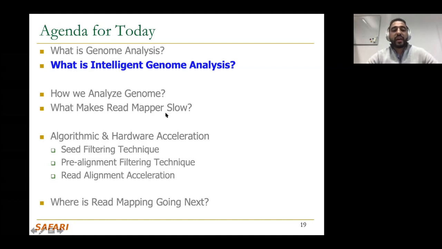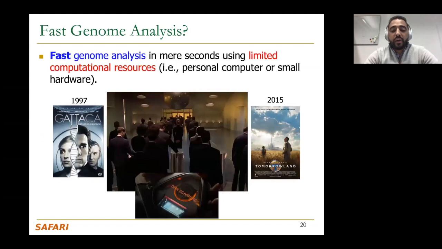All right, so now it is time to define intelligent genome analysis. We are not looking only to analyze our genomes, but actually we want to analyze things in an intelligent way. Okay, when you hear something intelligent, what comes to your mind? Is it the speed? Are we looking only for fast genome analysis? So yeah, it could be one of the ways, right?